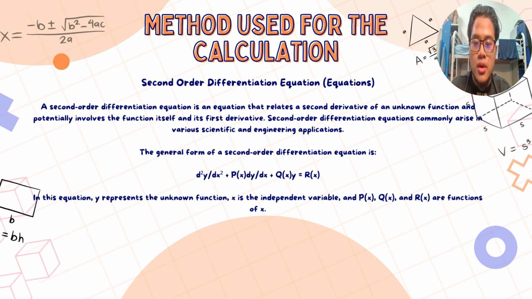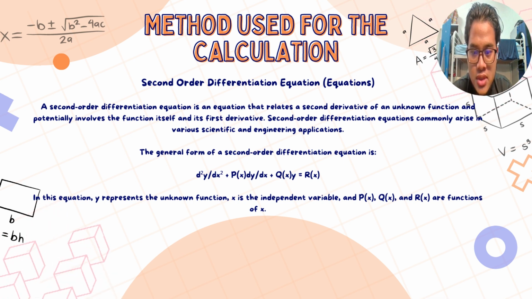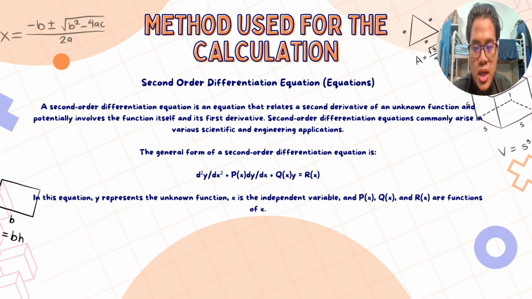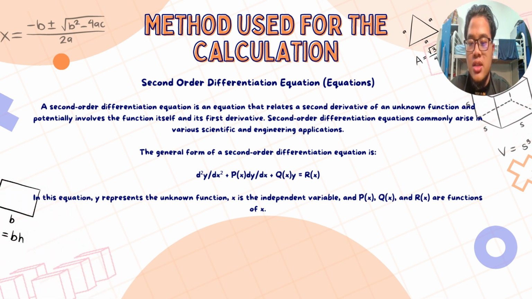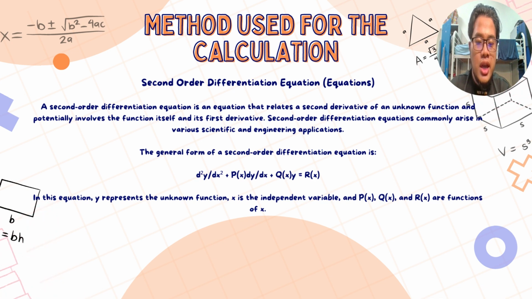The general form of a second order differential equation is d kuasa 2 y per dx kuasa 2 tambah dengan p(x) dy per dx tambah dengan q(x)y equal to r(x). In this equation, y represents the unknown function, x is the independent variable, and p(x), q(x), and r(x) are functions of x.